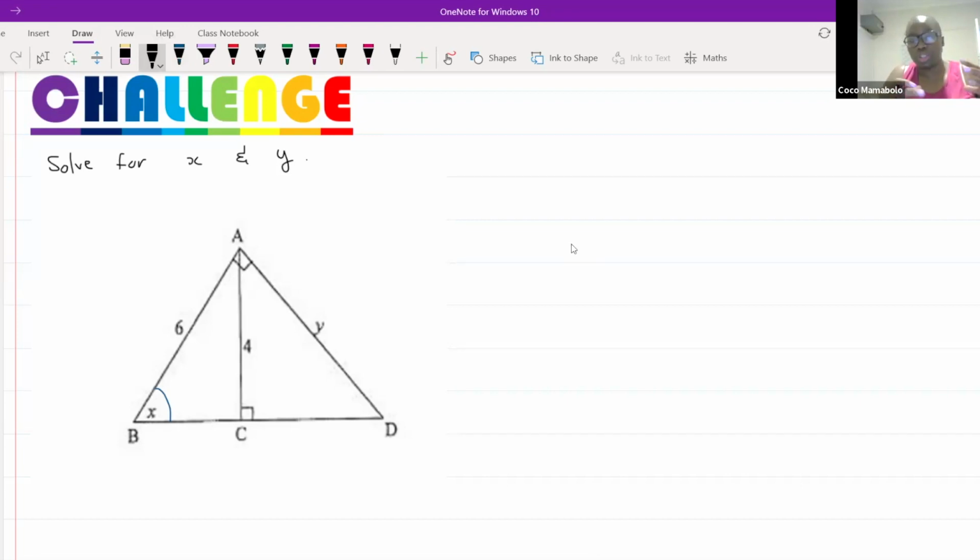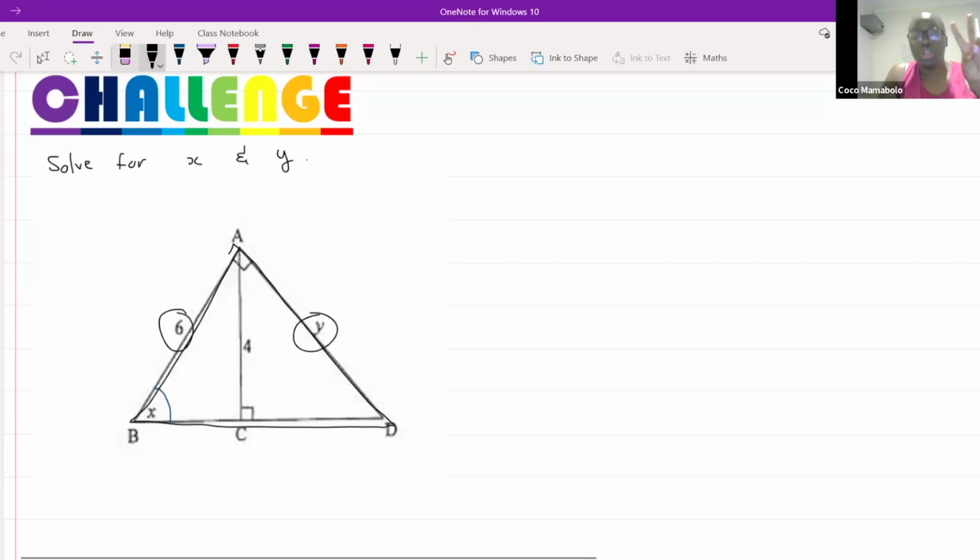So what we want to do now is find the triangle, of all 3 of these, which triangle has the most information? If we want to solve for x, which triangle would give us the most information? We have three triangles to work with. We can either use that big triangle ABD. But remember, if we use that one, we're going to run into a problem because I'm going to get 6 and y. Those are two unknowns. So that's not going to work.